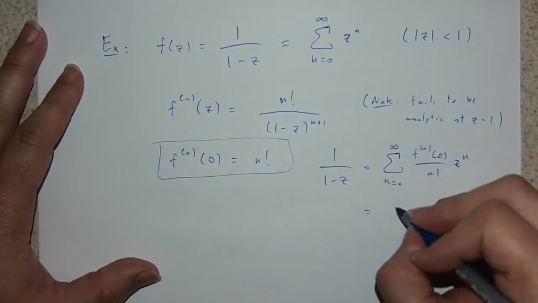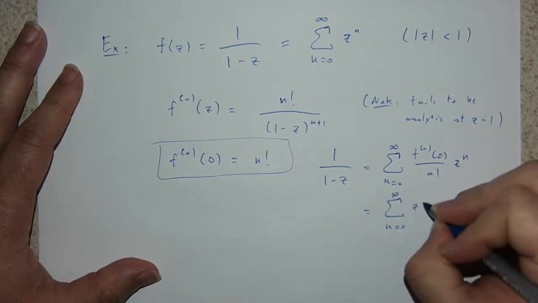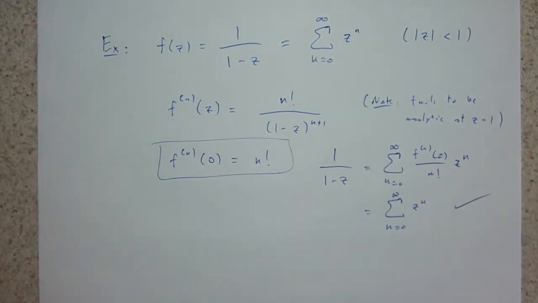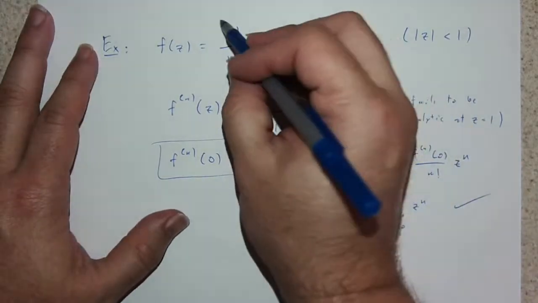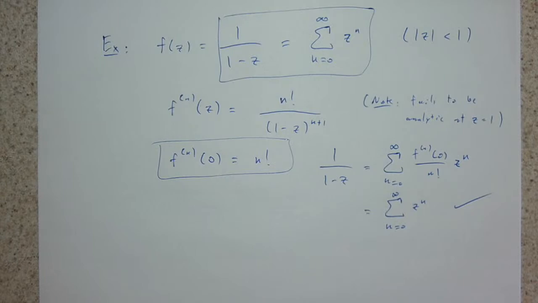So this is n factorial, so this is exactly z to the n. Okay, so it works exactly as you would expect. So we could have found this expression using Taylor's theorem, just writing out its Maclaurin series.